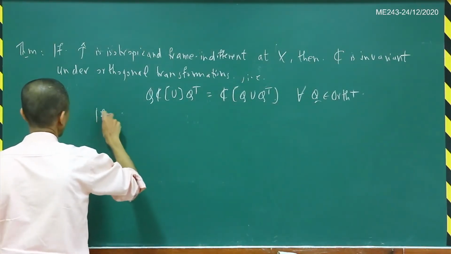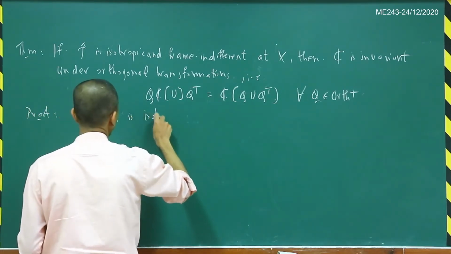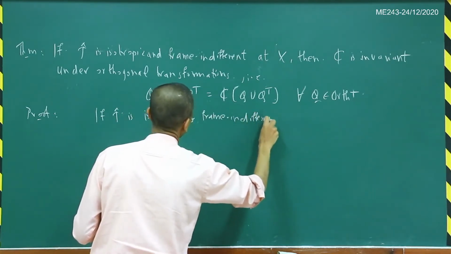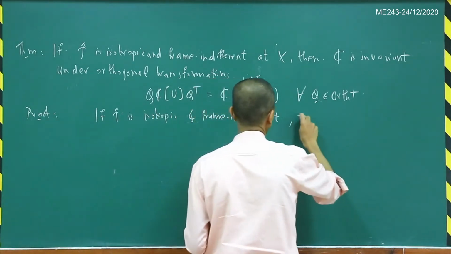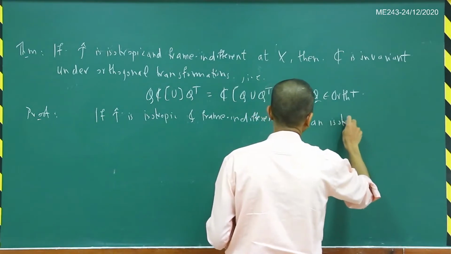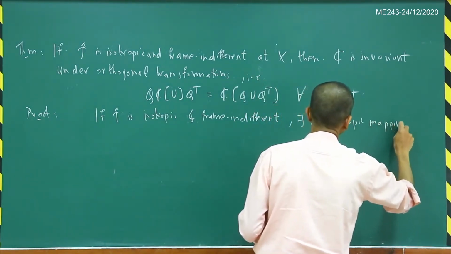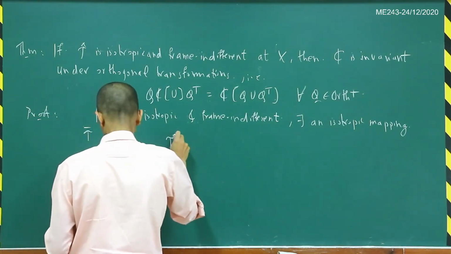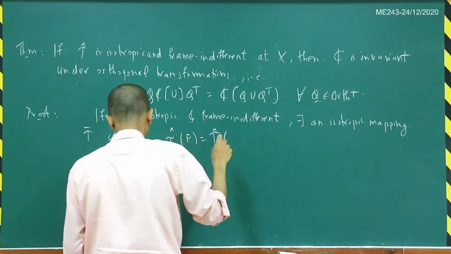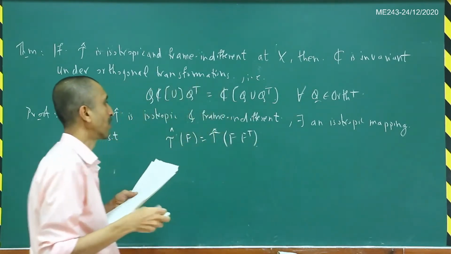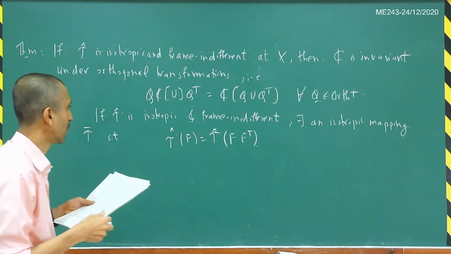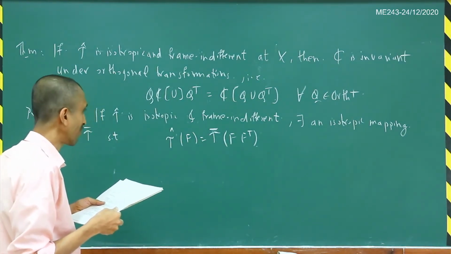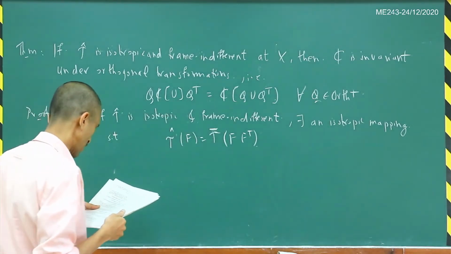So if tau hat is isotropic and frame indifferent, there exists an isotropic mapping tau 1 such that tau hat of F is tau 1 of F transpose F. So this is again a consequence of material frame indifference. So we have already proved this particular result here. So there exists a function tau 1 such that tau hat of F is equal to tau 1 of F transpose F. So this is for an isotropic and frame indifferent constitutive relationship.